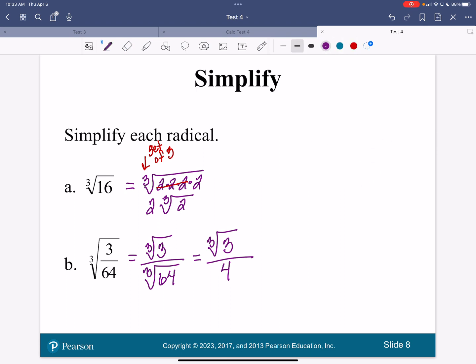But what happens if we don't remember that? Good, a factor tree. If I don't remember the cube root of 64 is 4, I'm going to do a factor tree. So I've got 64. I know that 8 times 8 is 64.